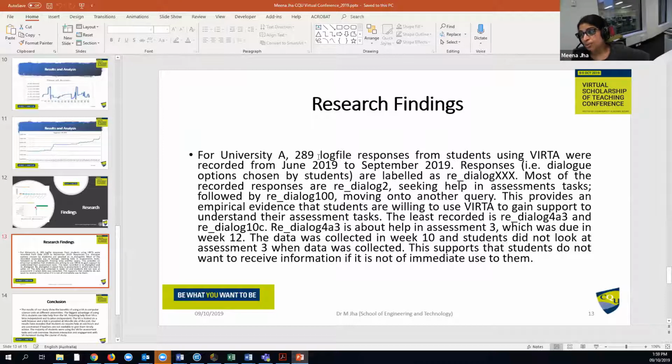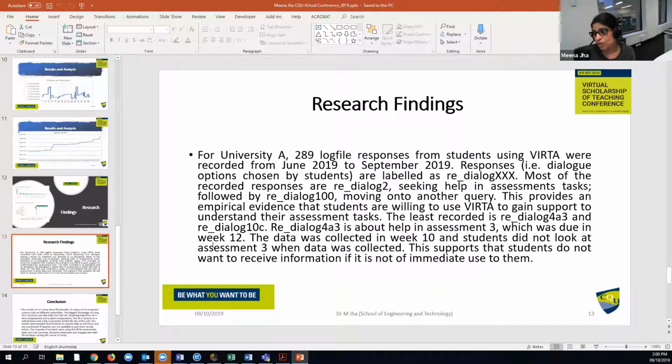For University A, 289 log file responses from students using VIRTA were recorded from June 2019 to September 2019. Now, assessment 3 was due in October, and there wasn't a single click onto assessment 3. They were only looking for assessment 1 and assessment 2. That shows that students do not want to get overloaded with information which they don't require, or don't find of immediate use. No matter how many times you tell them in class, they will not pay as much attention as we would like them to.